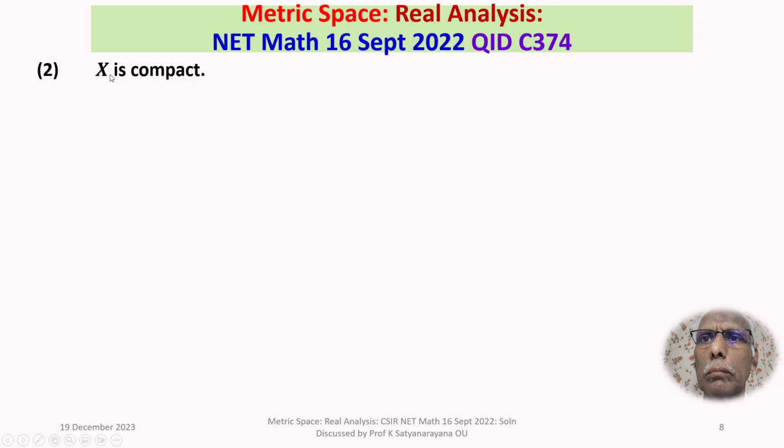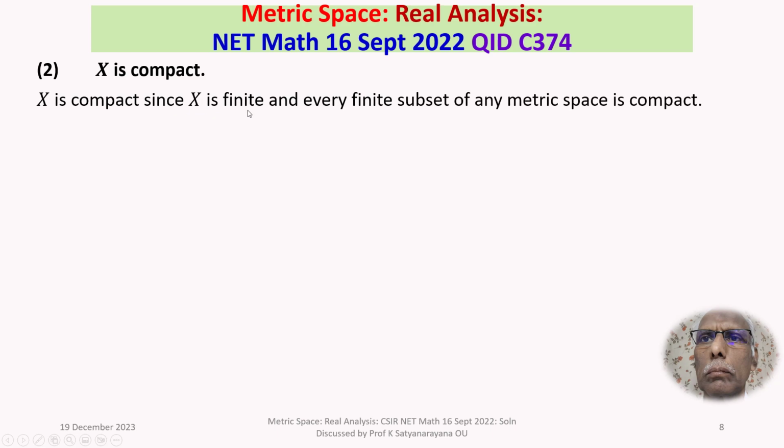Option 2, it is given X is compact. And yes, X is compact. Why? Because X is finite and X has more than one element. So X is finite, that is sufficient for us. So X is compact. Why? Because X is finite and every finite subset of any metric space is compact. Therefore, X is compact. So, option 2 is true.